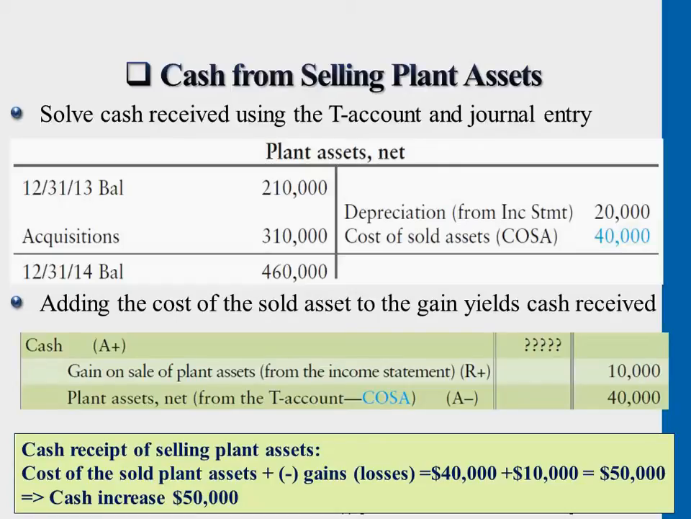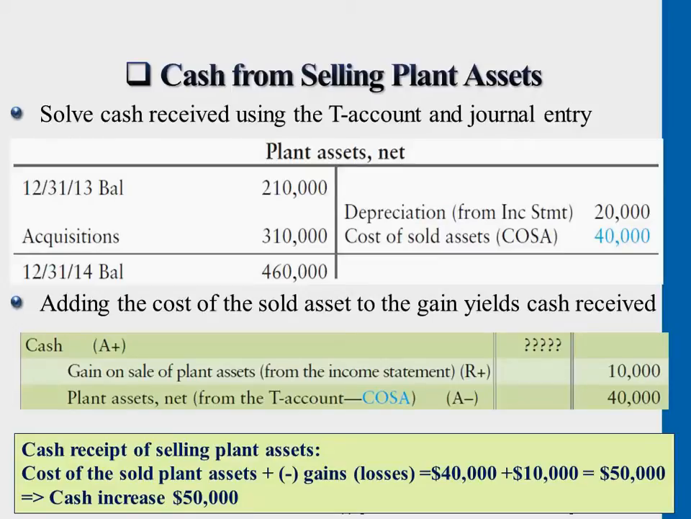Okay, this is an example of a gain. If you see a gain on the income statement, that basically means when we sell the asset, we got more than what the asset was worth. That's why we have a gain. So if we want to move backwards to find the cash increase, that would be 40,000 plus the 10,000 gain.